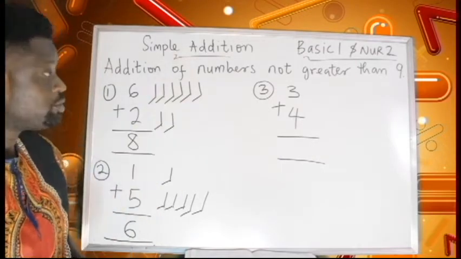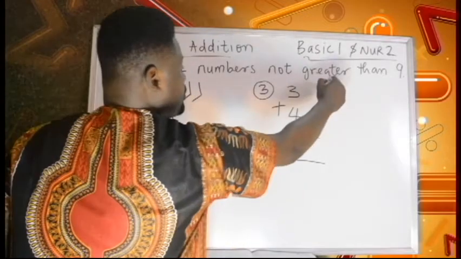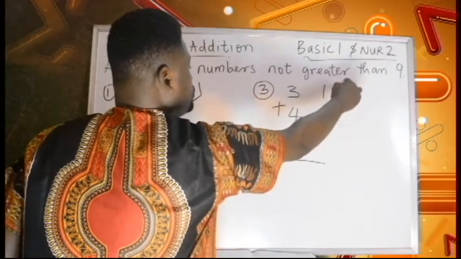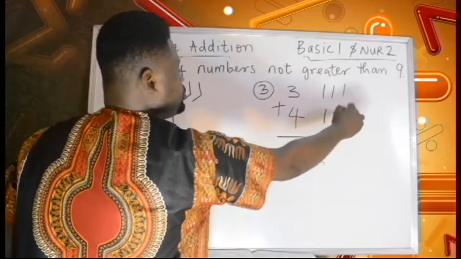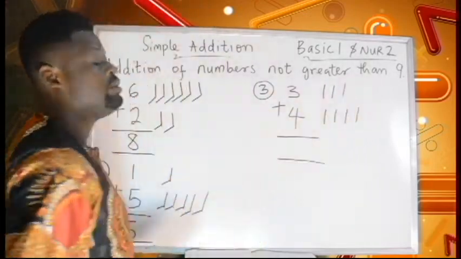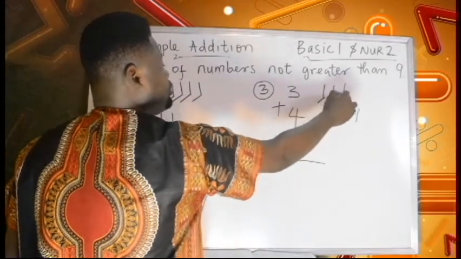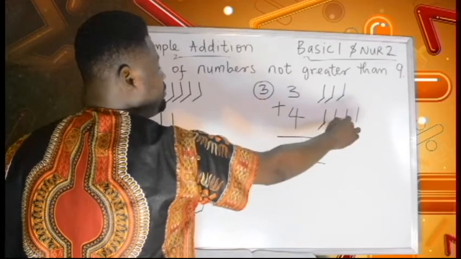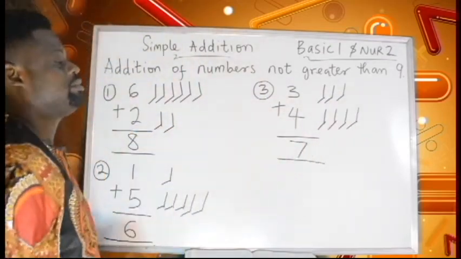3 plus 4, so you have to count what? 3 first. So let's count 3. 1, 2, 3. Then you count your 4. 1, 2, 3, 4. Then you count together. 1, 2, 3, 4, 5, 6, 7. Then put down your 7.